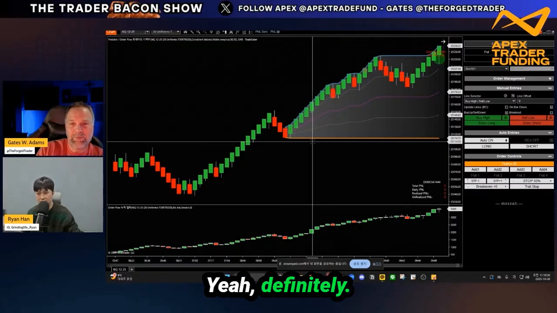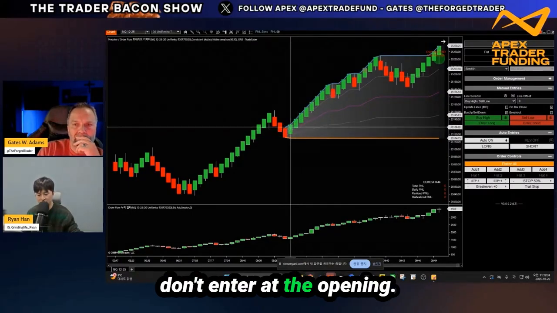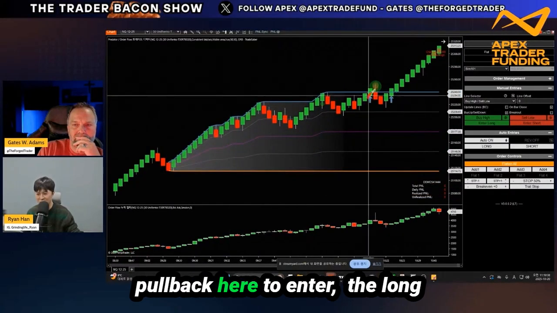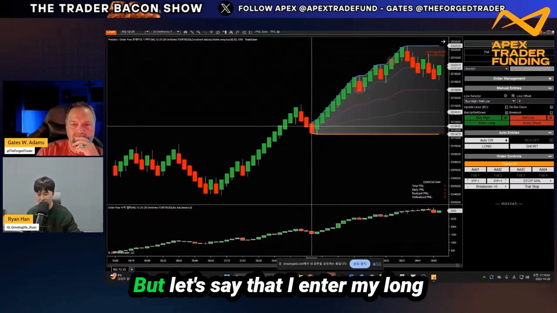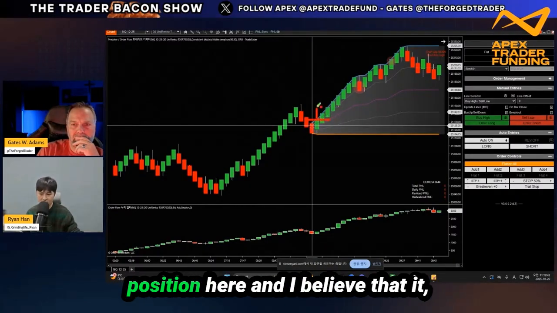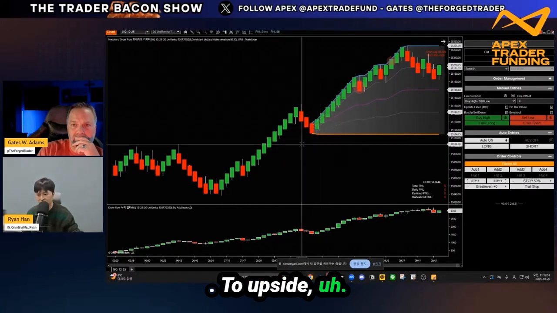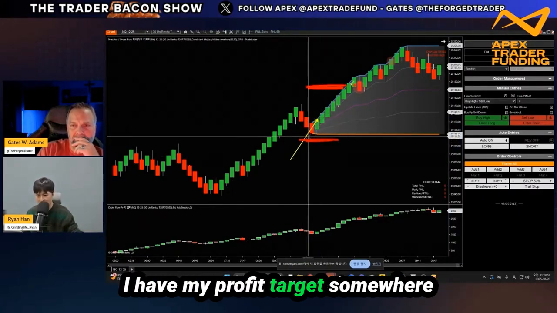Yeah, definitely. So, for example, I enter here a long position, but I don't enter at the opening. I had no position. I was waiting for some kind of a pullback here to enter the long position, but I didn't have my setup. But let's say that I enter my long position here, and I believe that we have a lot more room to navigate to upside. Then I have my stop loss here, right? I have my profit target somewhere around.